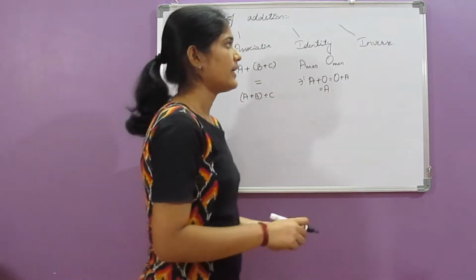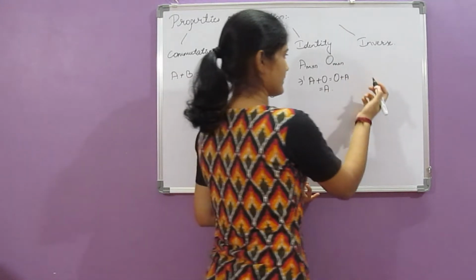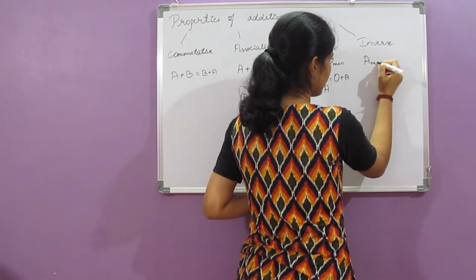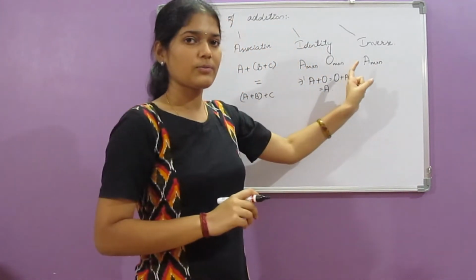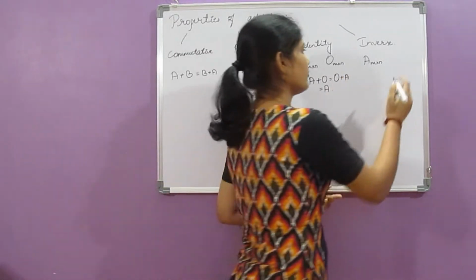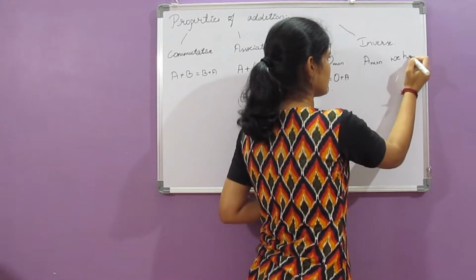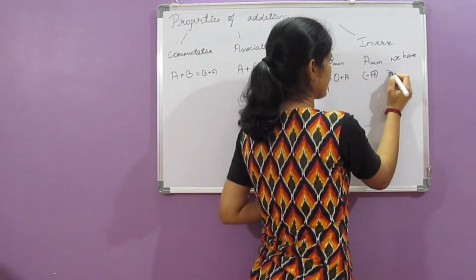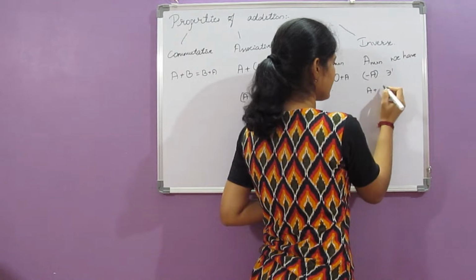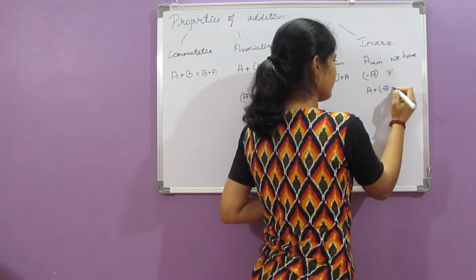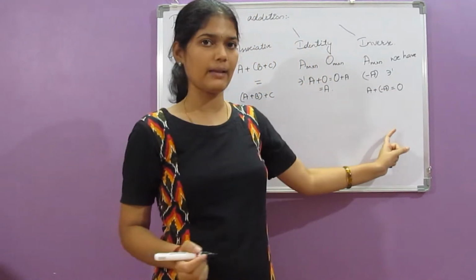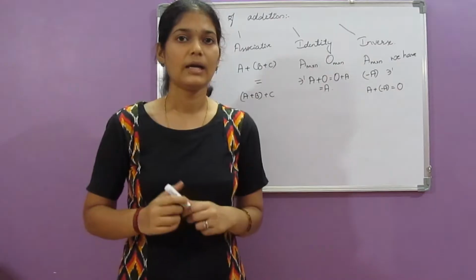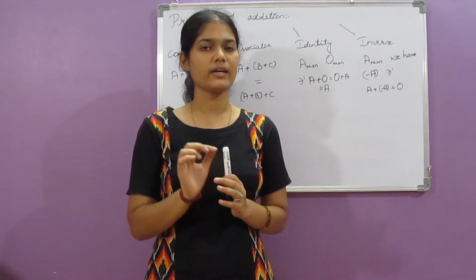Then the next property is inverse. Inverse means for any matrix A of order m cross n, we have minus A such that A plus of minus A will be O. O means null matrix. So minus A is the inverse for the matrix A. Minus A is nothing but minus 1 into A.